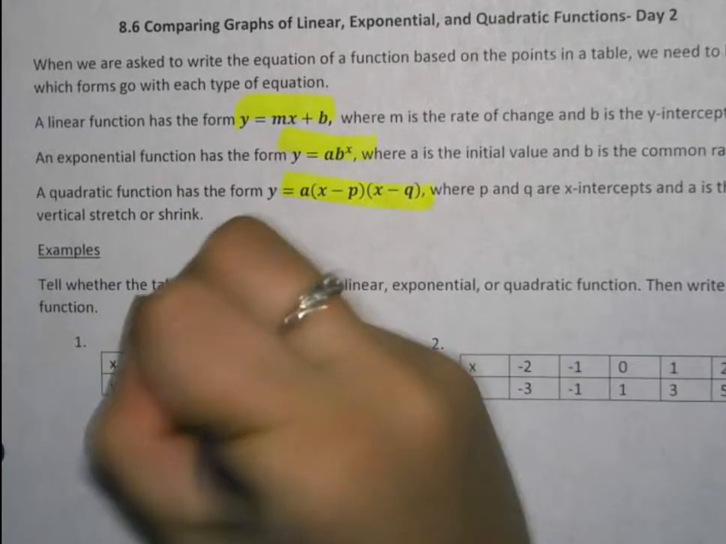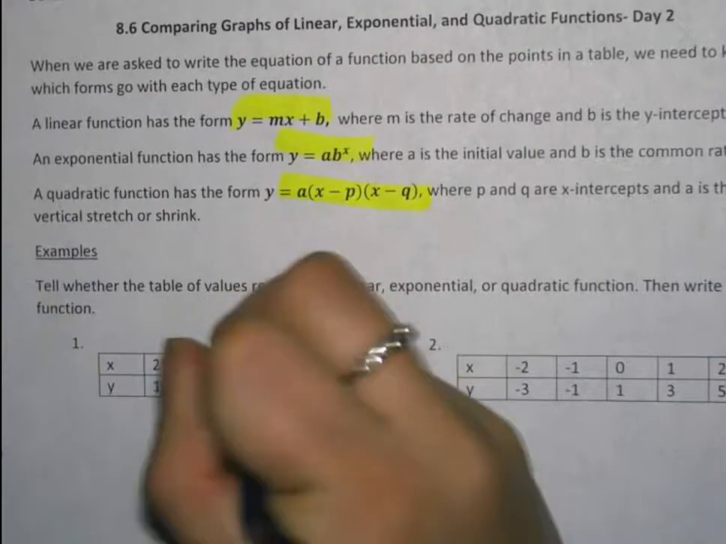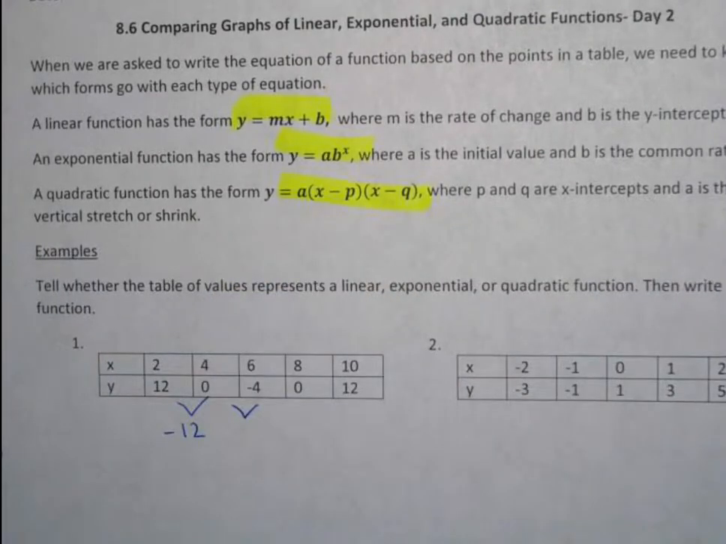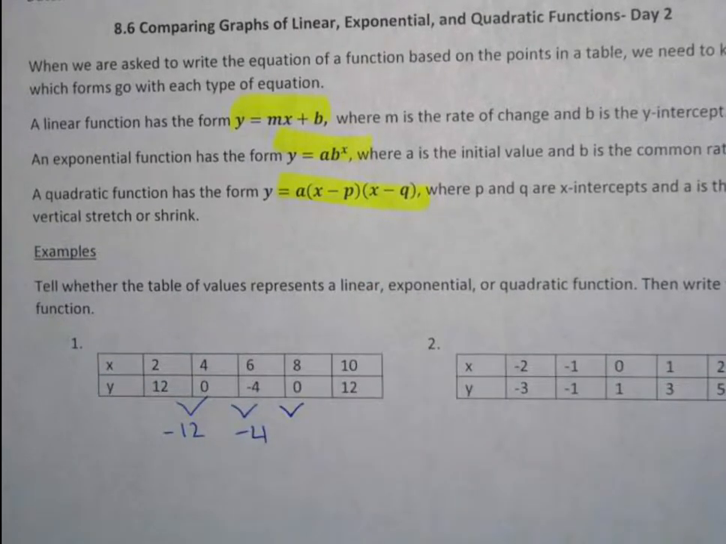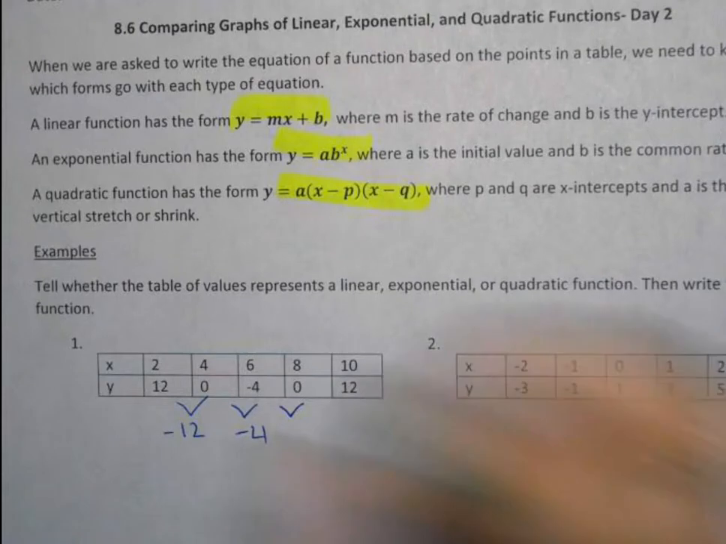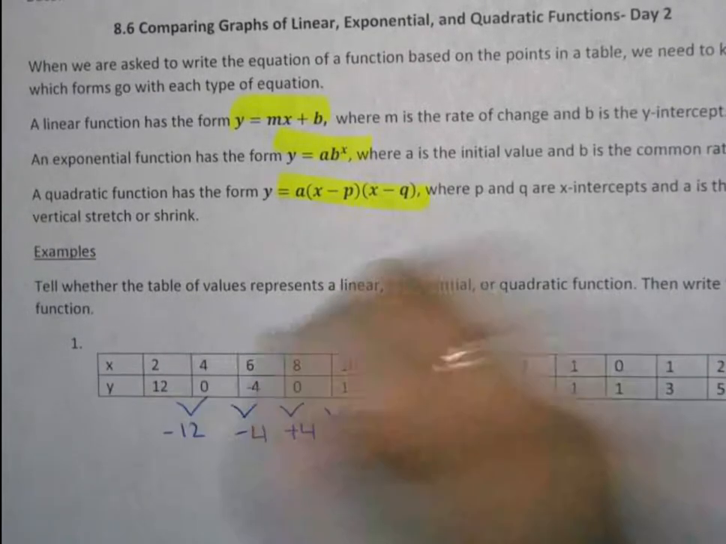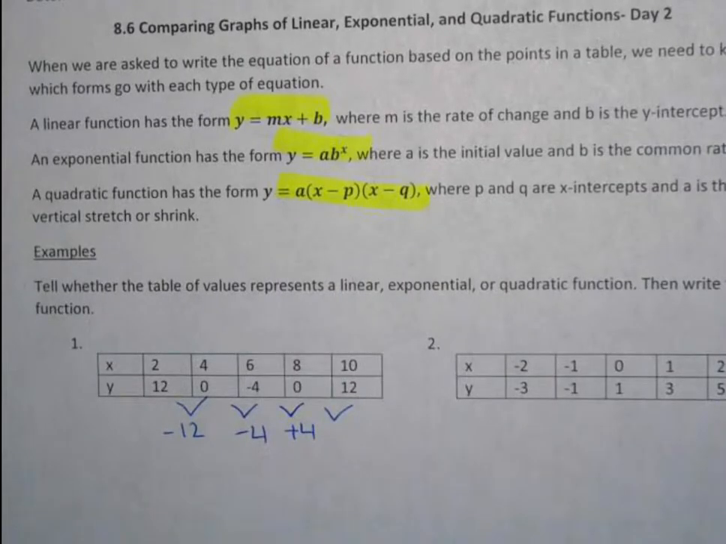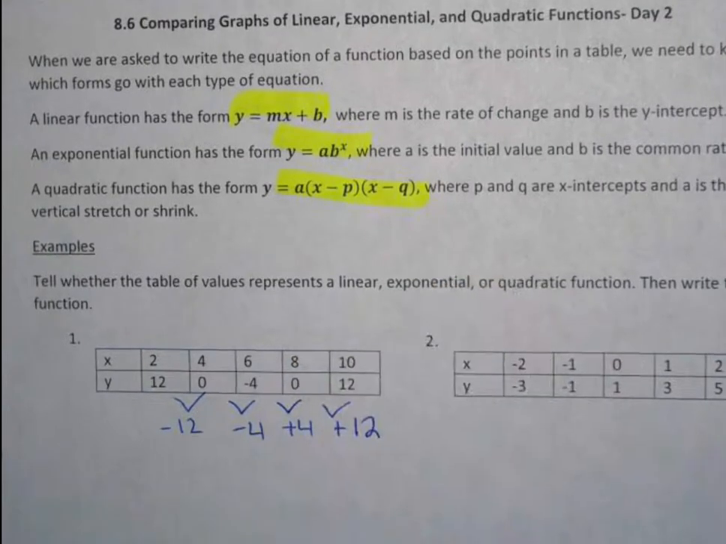how do I go from 12 to 0? Subtract 12. How do I go from 0 to negative 4? Subtract 4. That's fine. How do I go from negative 4 to 0? And add 4. And then from 0 to 12? Add 12. Are these the same?